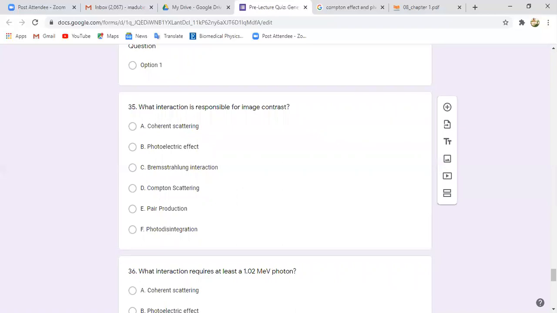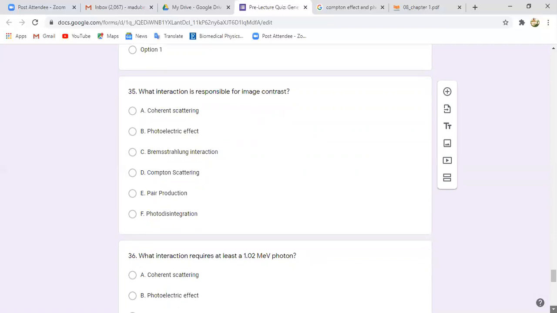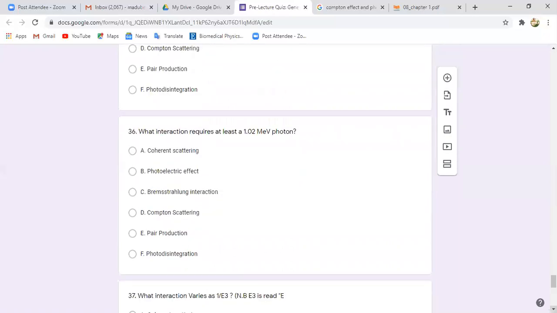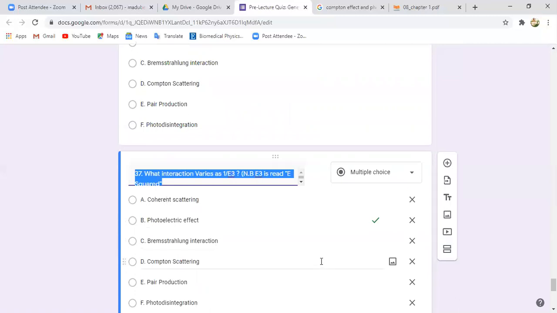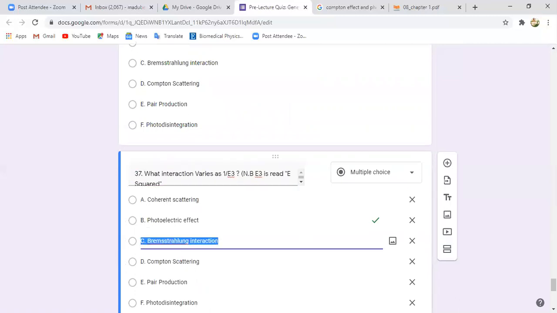What interaction is responsible for image contrast? Of course, photoelectric. What interaction requires at least 1.02 MeV? Of course, we all know that. Here, the interaction varies as 1 over E raised to power 3. Photoelectric. I didn't complete the statement. I wanted to say 1 over E raised to power 3.